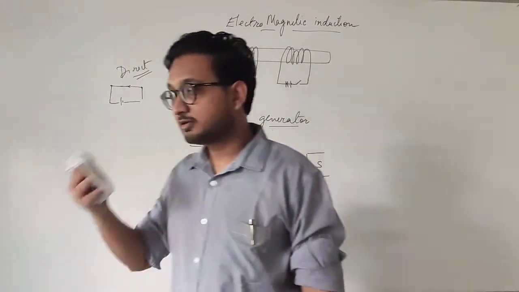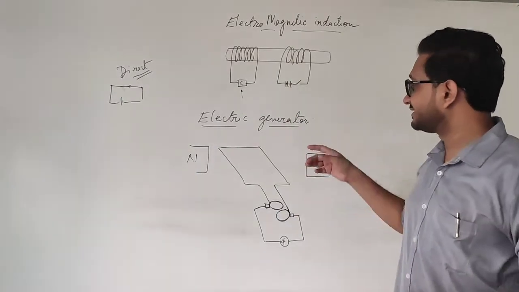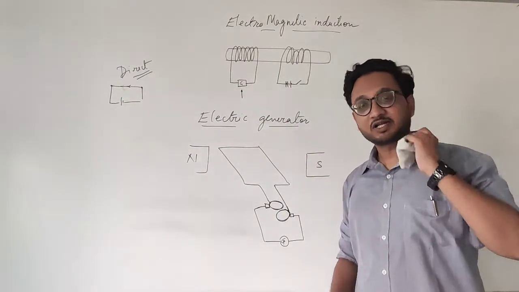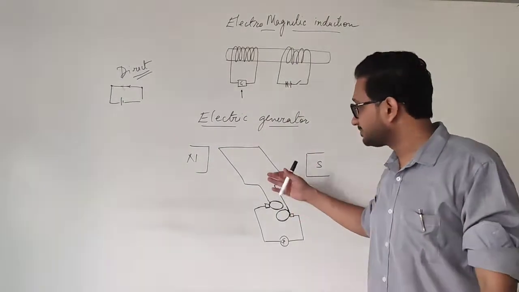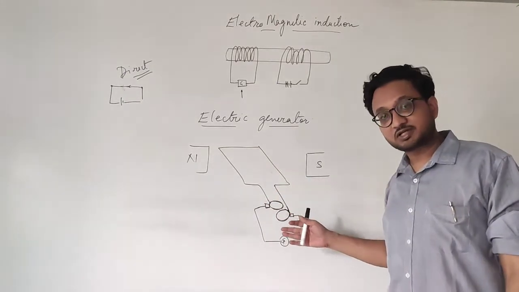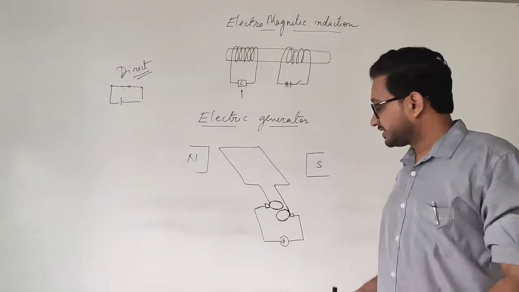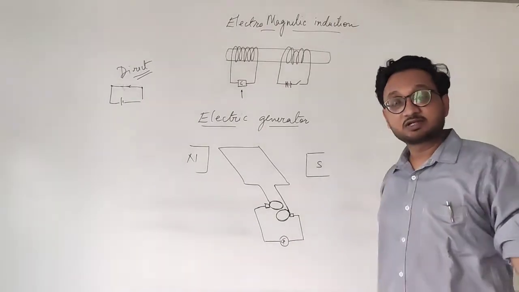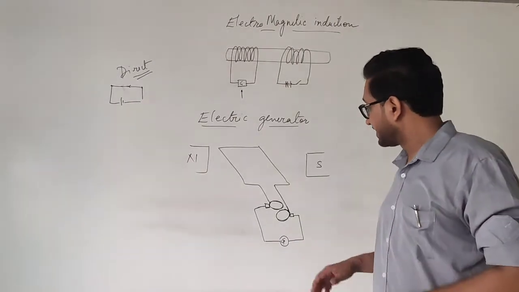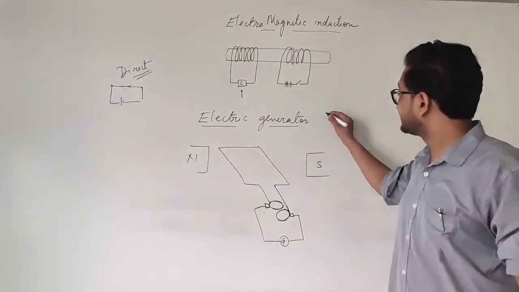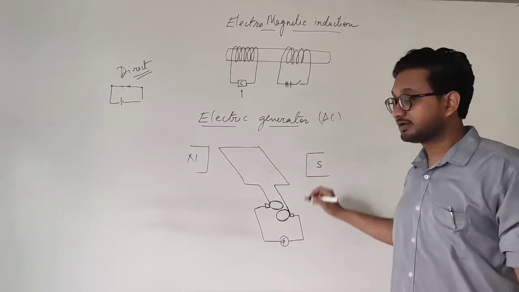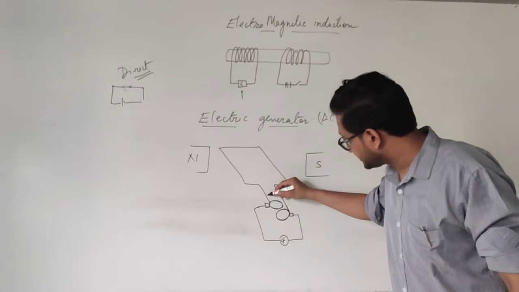Now we move on to the important point, that is the electric generator. It is not that complicated. It is simple. Its construction is similar to the electric motor that we studied, but that electric motor was a DC motor, and what we are talking about here is an AC current generator. That means it is going to change the direction.